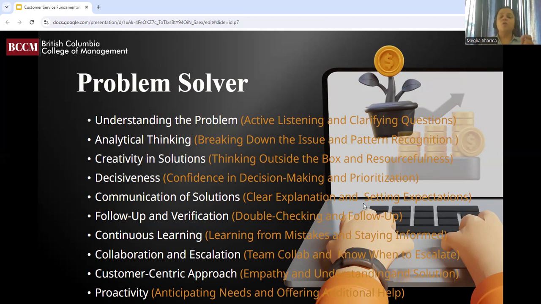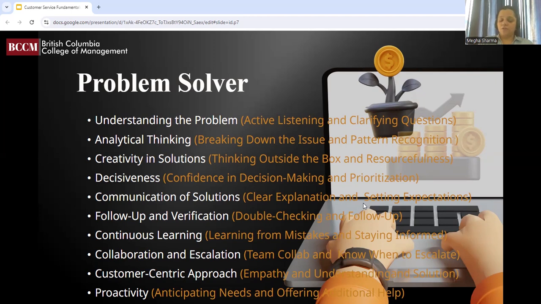Decisiveness, you have to be very confident in whatever solution you're making. Okay, you have to be very confident and you have to prioritize. Like he has to go to the event, so he needs the shirt before that. So keep all the points in mind. Then is communication of solutions. That is clear explanation. You have to explain to him clearly that this is your order number. You have received the wrong one. I am replacing it. This is your replacement number. I'm sending you an email, and this is the date expected from the vendor end. And this will be the process that you have to follow.